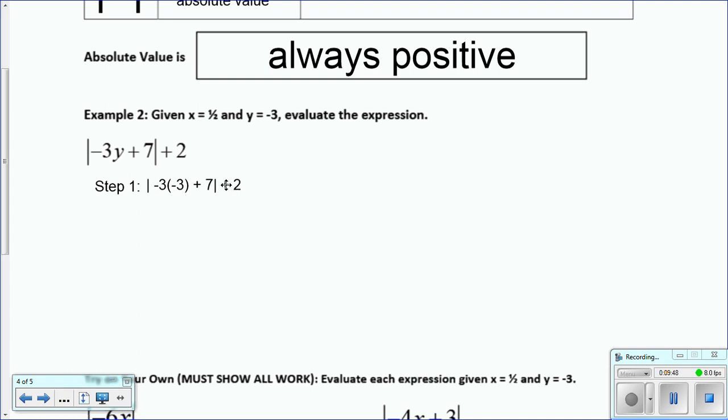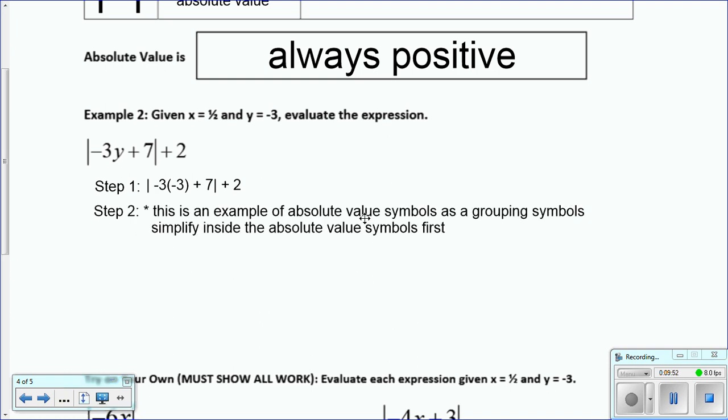But my absolute values are grouping symbols. This is an example of the absolute value symbols as the grouping symbols. So we simplify the inside of the absolute value symbols first. So we're going to do GEMDAS within. We're going to do negative 3 times negative 3, which gives us positive 9. Now we can go ahead and add them together, which gives us 16.